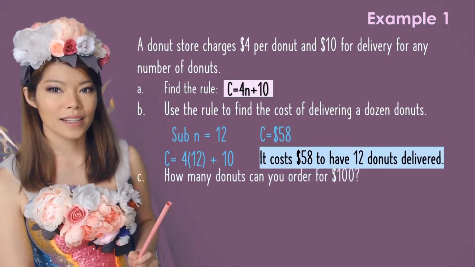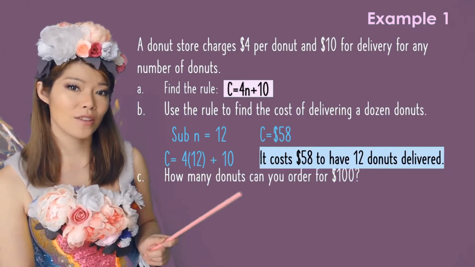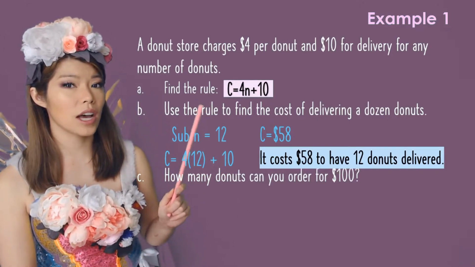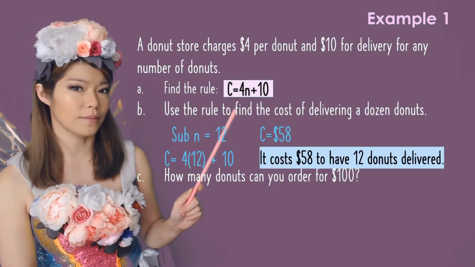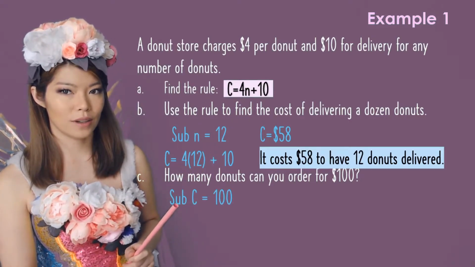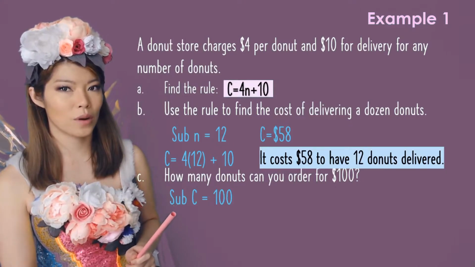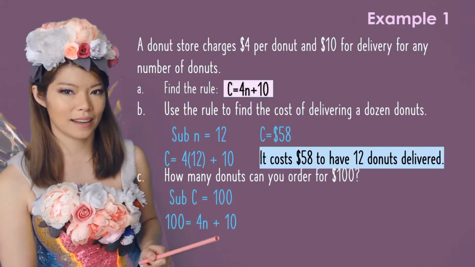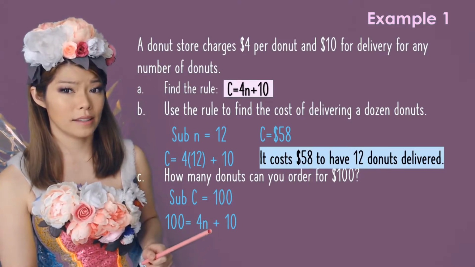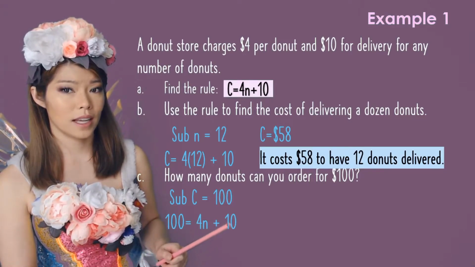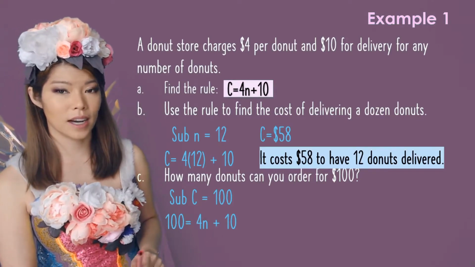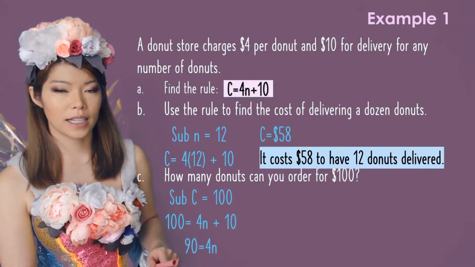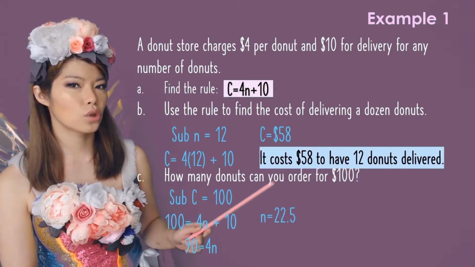Last little part, how many donuts can you buy for $100? What does that mean, $100? Is that C equals 100 or N equals 100? That's C equals 100. So substitute C equals 100 into our equation. We get 100 equals 4N plus 10. Now we have to figure out what N is. So 100 and the 10, bring the 10 over, we get 90. And then we divide by 4. And 90 divided by 4 is 22.5.